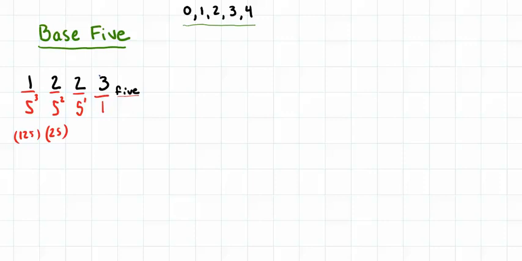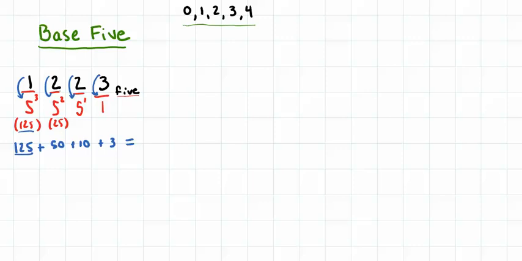So if I want to figure out what number I've got here in base 10, all I have to do is take each one of these values and multiply by what it represents. So I'm going to take 3 times 1, 2 times 5, 2 times 5 squared, and 1 times 5 cubed. So you can see I've done the arithmetic here. 1 times 125 is 125. 2 times 25 is 50. 2 times 5 to the first is 10. And then finally 3 times 1 is 3. So if I add those up, I get 188.